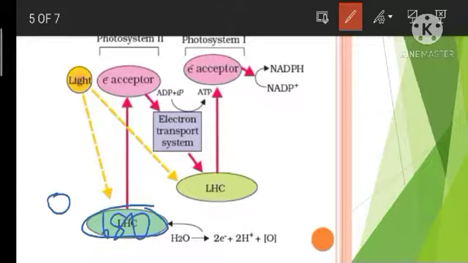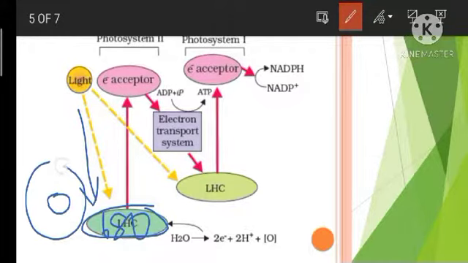Now when more and more light photons are absorbed by this chlorophyll pigment, the electrons of this chlorophyll A get excited, and when excited, they jump into an orbit farther from the atomic nucleus, away from the atomic nucleus, isn't it?